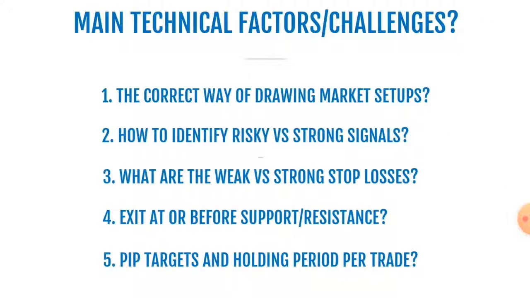Now in taking a look at this trade, also going to be addressing the 5 main factors and challenges that face us when it comes to trading the currency market. The correct way of drawing market setups, how to identify risky versus strong signals, weak versus strong stop loss areas, whether we should exit our trades at or before support and resistance areas, as well as the pip targets and the holding periods that we should establish for our trades. Once you're able to incorporate these 5 main factors and challenges successfully in your trading, you will be better able to identify market direction and maximize on the trading gains provided by the market ahead of sharp reversals.